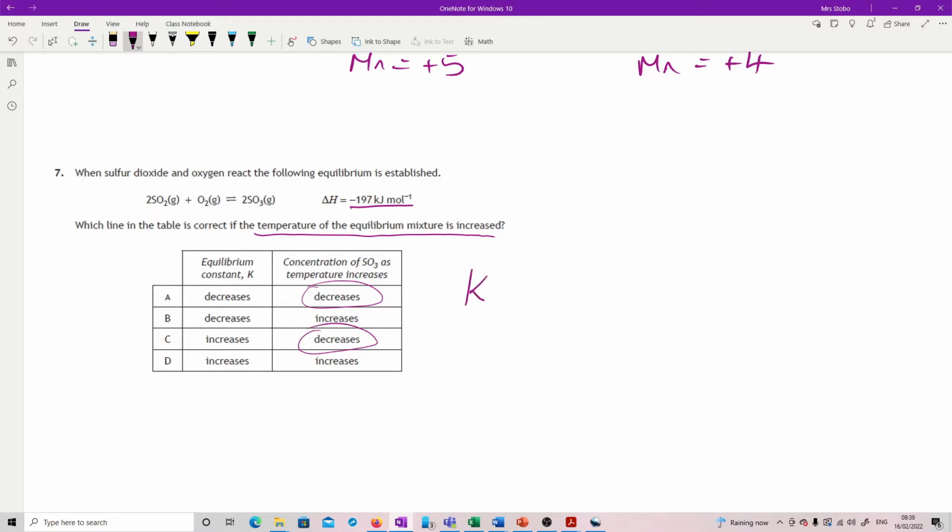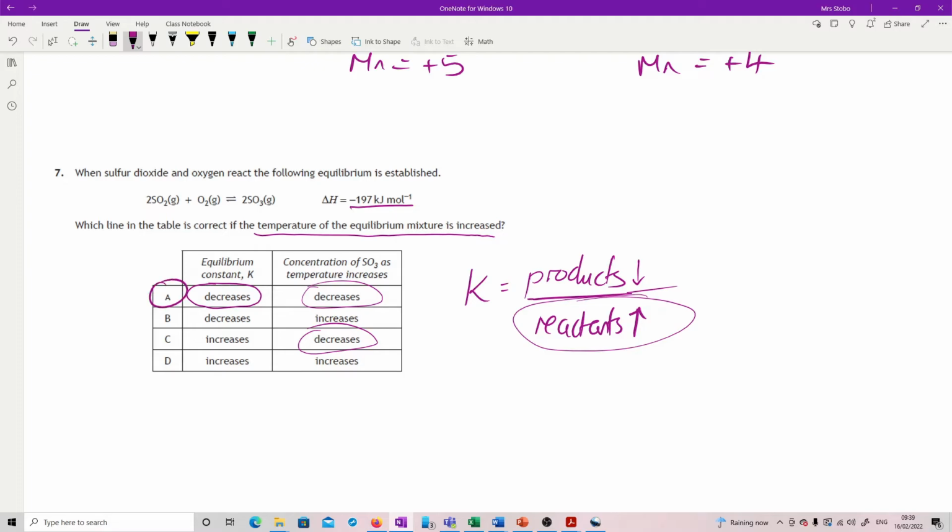Now what that means in terms of the equilibrium constant, remember equilibrium constant is your products over your reactants. And what I'm doing is increasing this number and decreasing this number. But most importantly, I'm increasing the bottom half of my fraction. So basically I'm making my equilibrium constant smaller. Okay. So A.